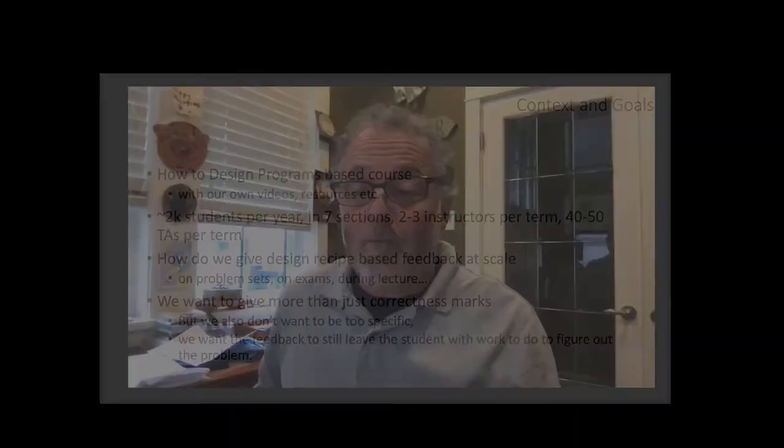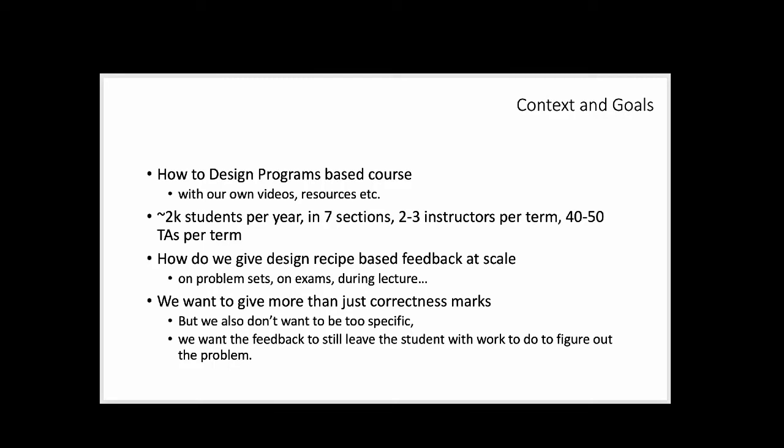So here we go. As I said, we've got a How to Design Programs based course. We teach about 2,000 students a year in 7 sections with 2 or 3 instructors per term and 40 or 50 TAs per term. So one of our big issues is scale, right? How do we give good design recipe-based feedback at scale?